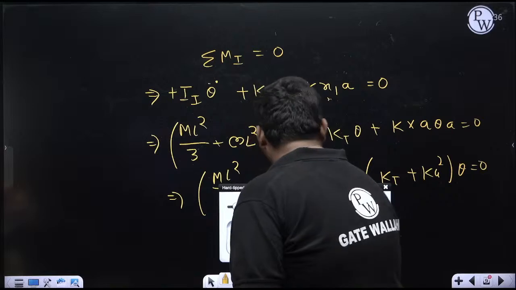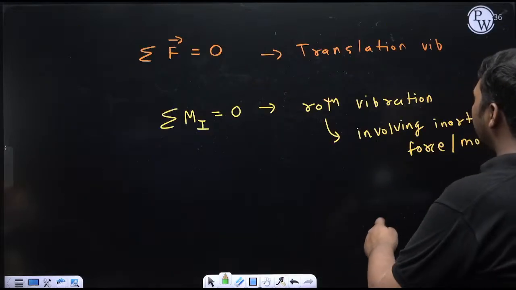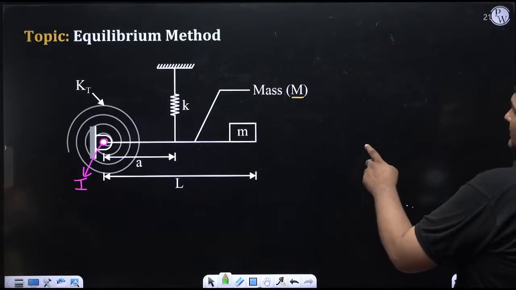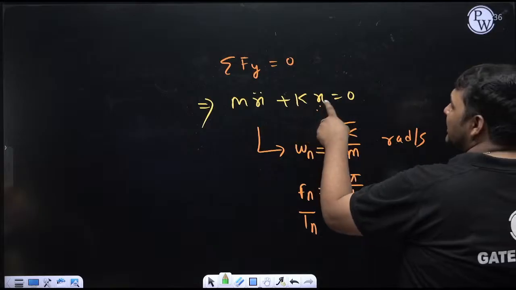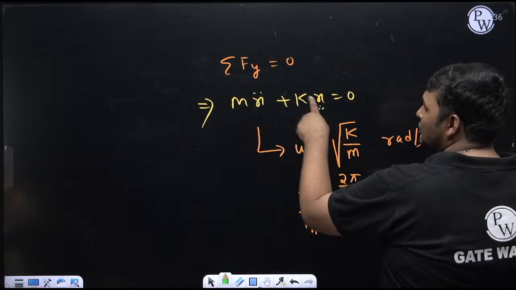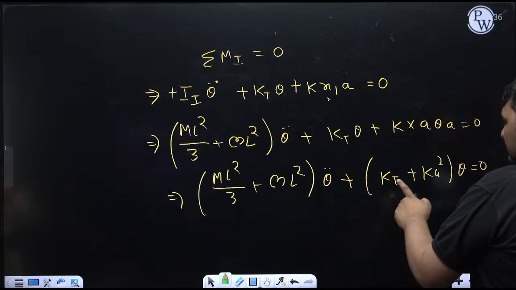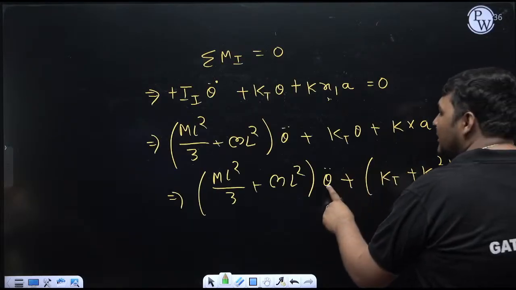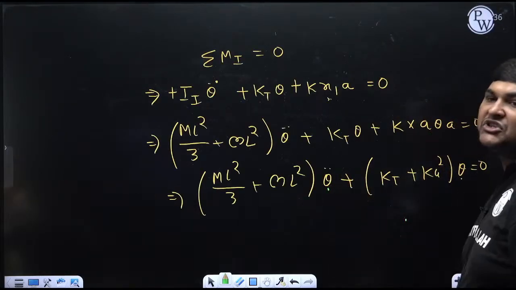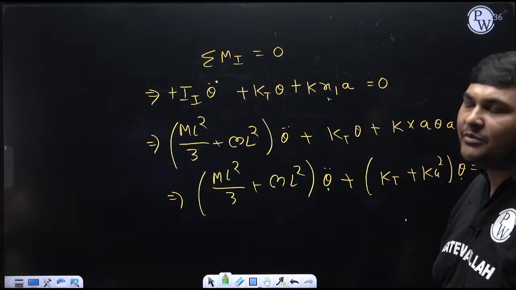You can see that mathematically this equation and this equation are nearly the same. Here m x double dot plus kx, where the displacement is x, so the double differentiation of x with respect to time is coming. Here the angular displacement theta is coming, so the double differentiation of theta with respect to time, that is theta double dot, is coming. So both equations are mathematically the same.